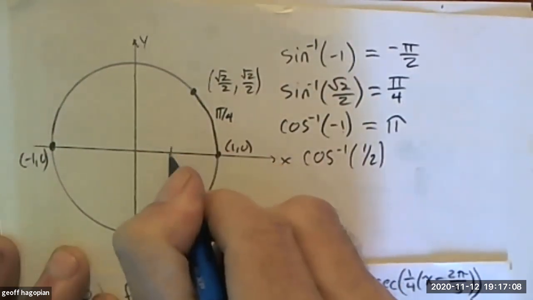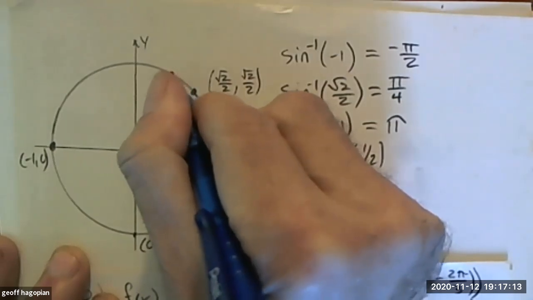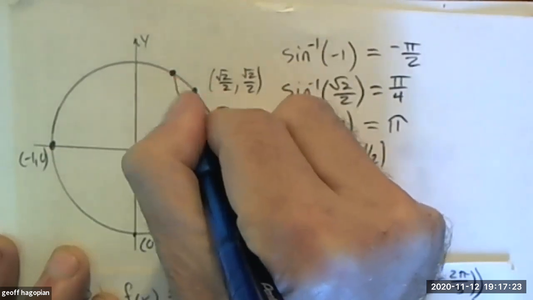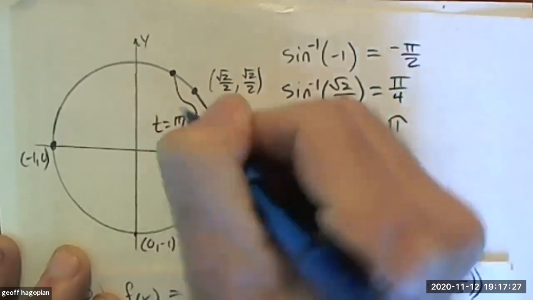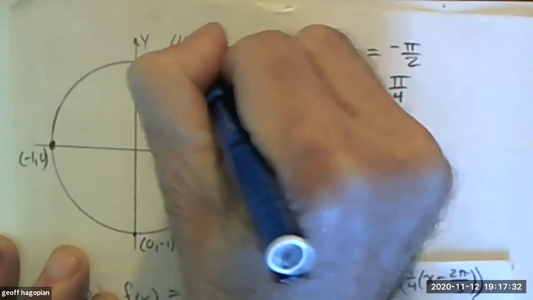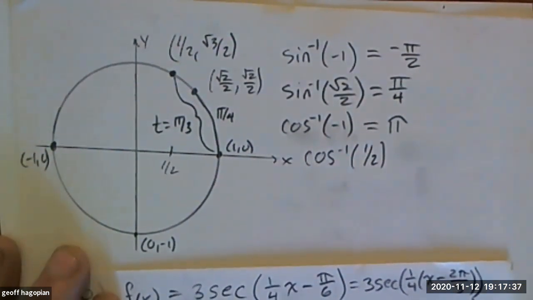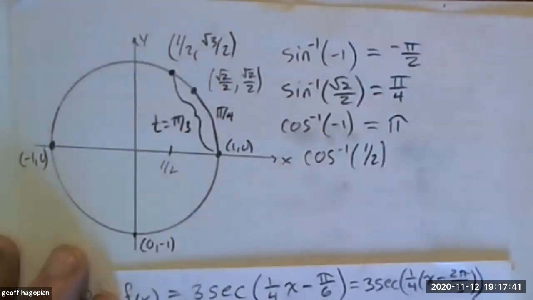How about 1/2? Well, 1/2 on the x-axis is about here. What arc would correspond to this point on the unit circle here? So that's this arc here, and that's t = pi/3, right? That's going to take us to a position where x is 1/2 and y is √3/2, right? So pi/3.